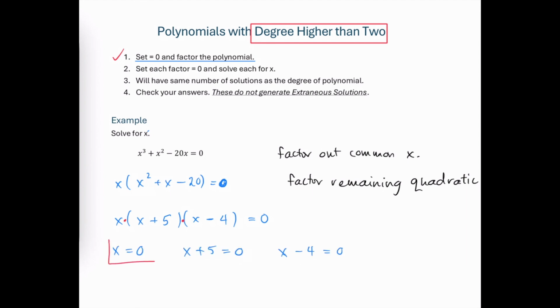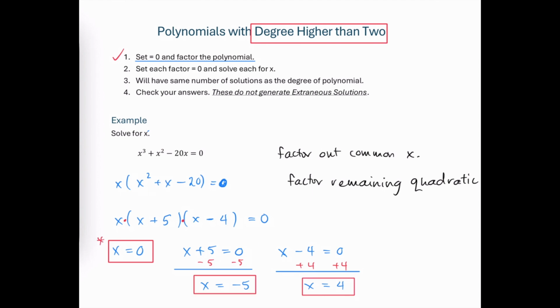Solving each of these individually, we see x equal to 0 has already been solved for x. Here we'll need only to subtract 5 from both sides in order to solve for x, so we get x is equal to negative 5. And then in this third equation, we simply add 4 to both sides to completely solve for x to get x is equal to 4. So we have 3 solutions to this third degree polynomial. And all of these solutions should work because polynomial equations do not generate extraneous solutions.